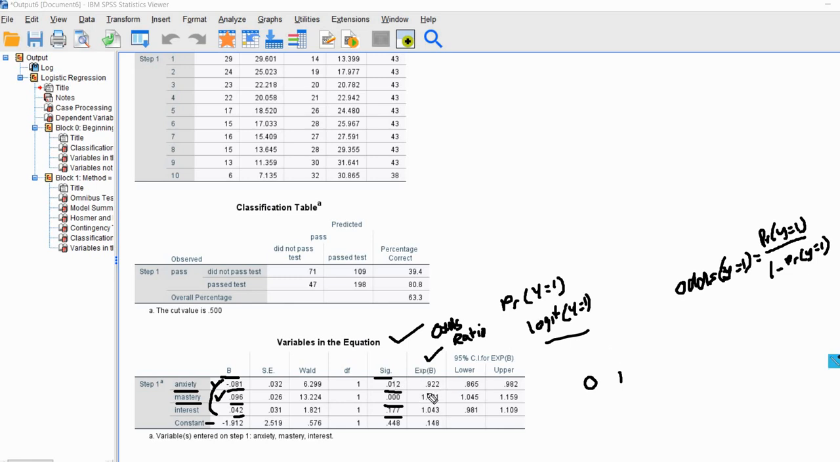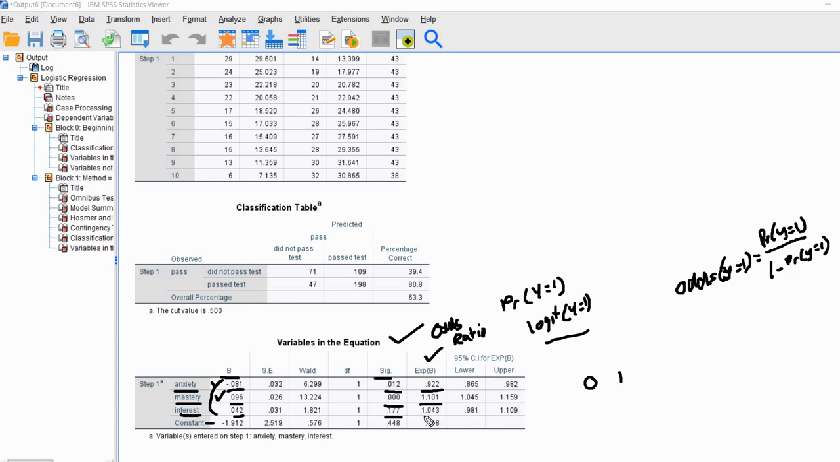Formally speaking, with respect to our anxiety predictor, for every 1 unit increase on anxiety, the odds of a student passing are changing by a factor of 0.922. Because that number is less than 1, the odds are decreasing. With respect to the mastery variable, we have 1.101. Because that value is greater than 1, that would indicate that as we move from low to high on the mastery predictor variable, the odds of a student passing are increasing.